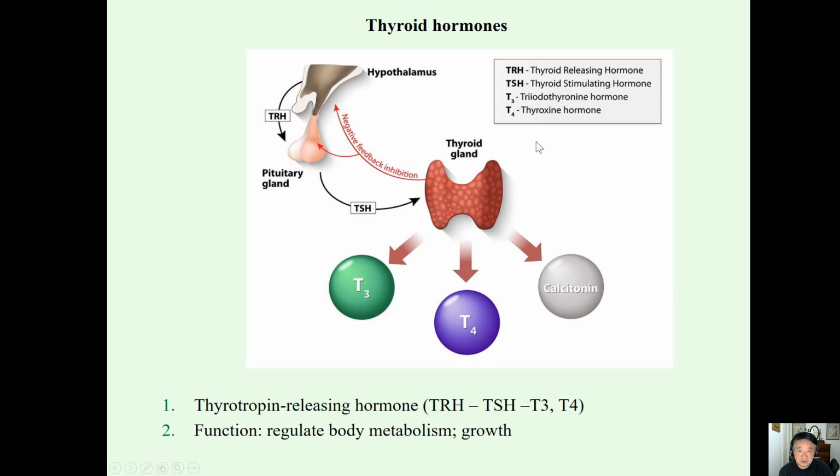The first pathway is to regulate the thyroid hormone. Here is your hypothalamus. The hypothalamus will produce the thyroid releasing hormone, TRH, coming into your anterior pituitary gland via the portal system, and the pituitary gland will produce TSH, which is the thyroid stimulating hormone. The thyroid gland will produce T3 and T4, and calcitonin, which regulate the body metabolism.